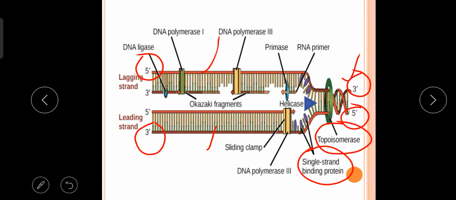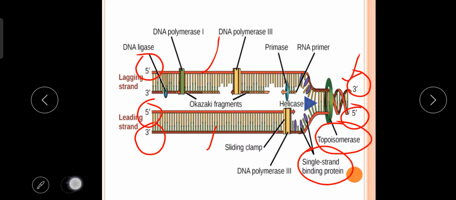You can see the template strand which is directed from 3 prime to 5 prime. On that template strand, the newly synthesized DNA strand goes from 5 prime to 3 prime direction. That means this new strand is moving inwards, from 5 to 3 prime, and this is known as the leading strand. There are no gaps in this strand.